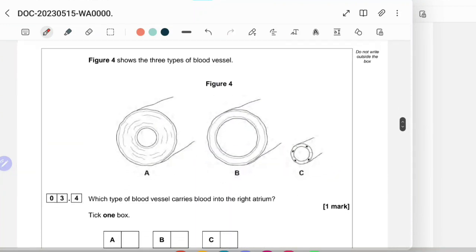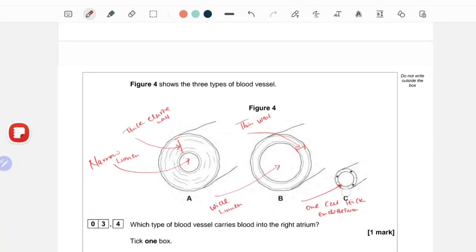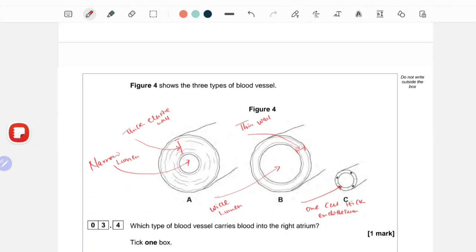Now, figure 4 shows 3 types of blood vessels. Which type of blood vessel carries blood to the right atrium? So the question to ask yourself is, what type of blood vessel goes to the right atrium? Is it vein? Is it artery? Is it capillary? Ask yourself which of them are these ones you have on the screen. I took time to label this out for you.